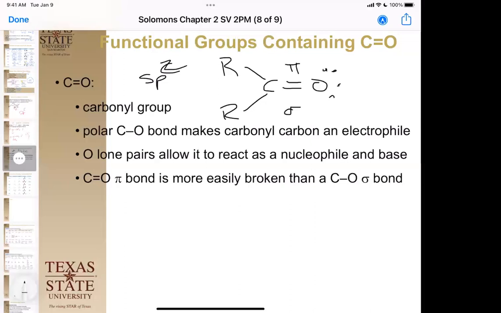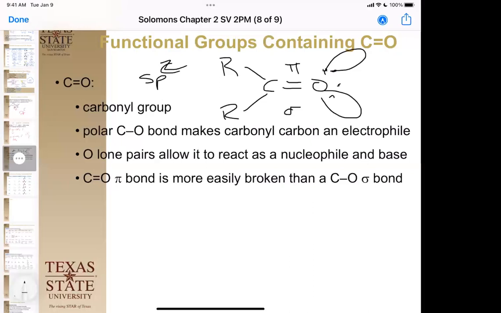What's the hybridization on oxygen? It has a sigma bond and a pi bond and 2 lone pairs. It's also sp2. It had to have an unhybridized p to make the pi bond. And if you look at it, these lone pairs make it trigonal planar. So that oxygen is also sp2, and we can see that by the shape.